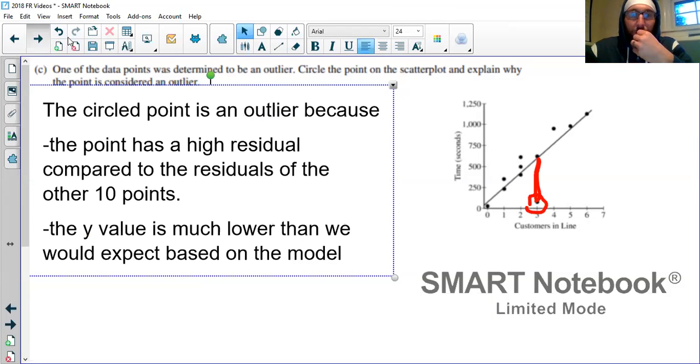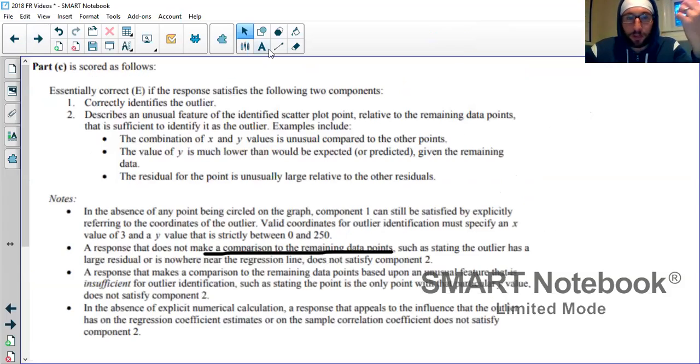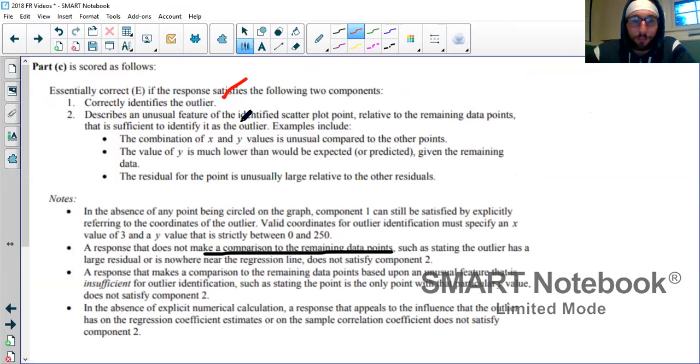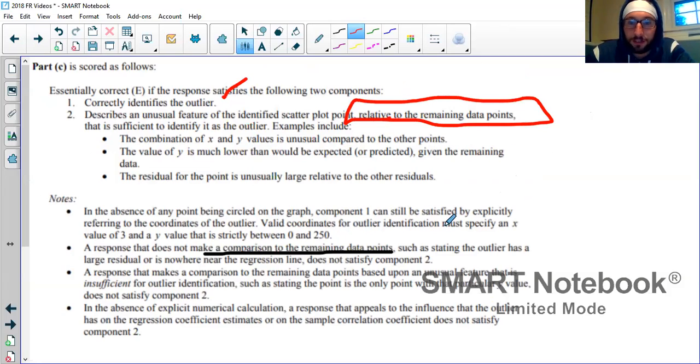So to get essentially correct, got the right point as the outlier. That's probably the easy part. And then we need describes an unusual feature relative to the remaining points. So that's that element of comparison I was referring to. So we could say the combination is unusual. We said the value of y is much lower than would be predicted. We also looked at this, the residual is large relative to the other residuals, and we did do that.